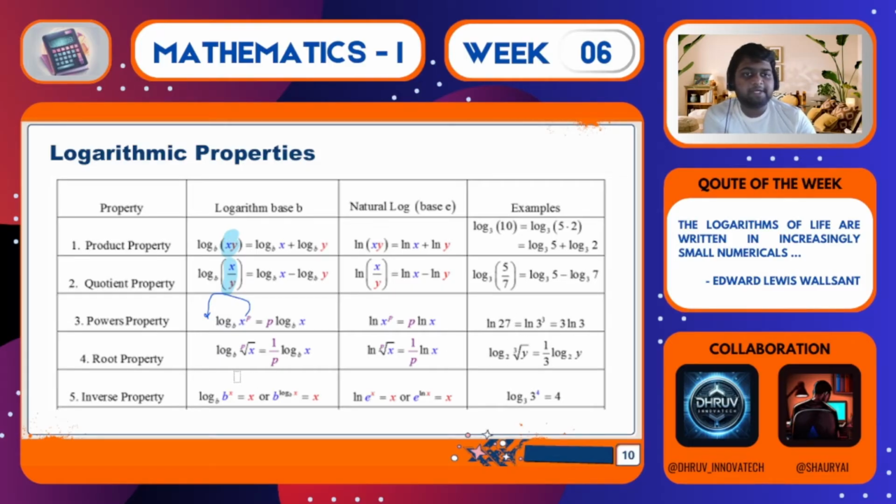Then comes the root property. It's also the same. As you can see here, your value is the p-th root of x, which means that x to the power 1 by p will be there. Therefore 1 by p will come here in front of your log.